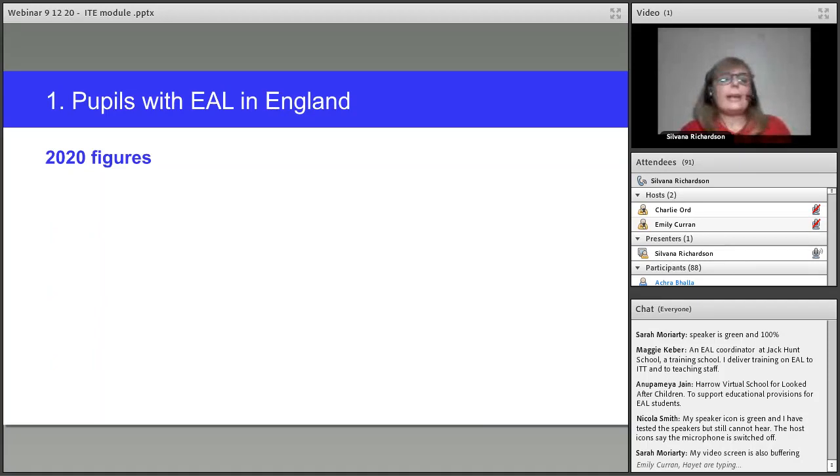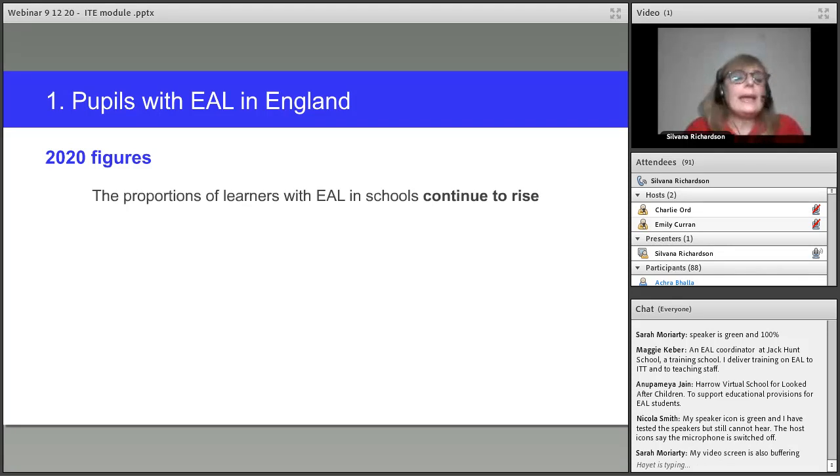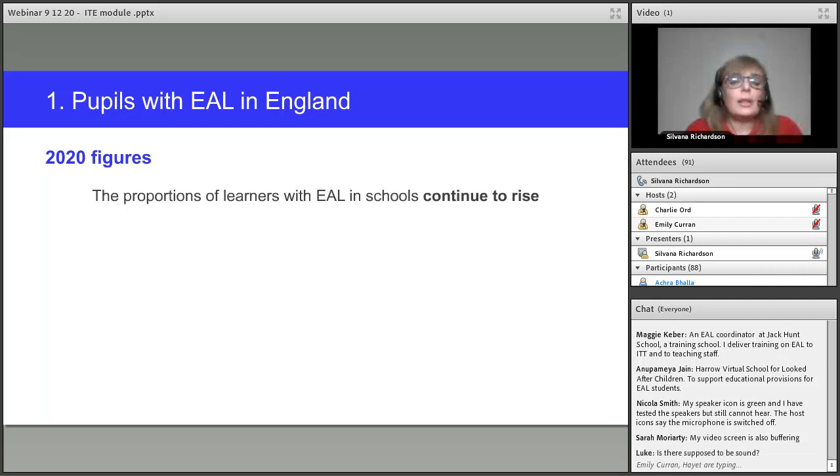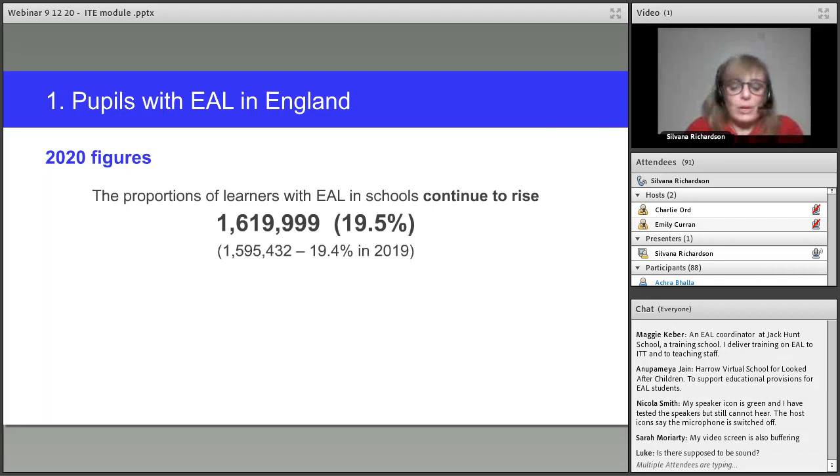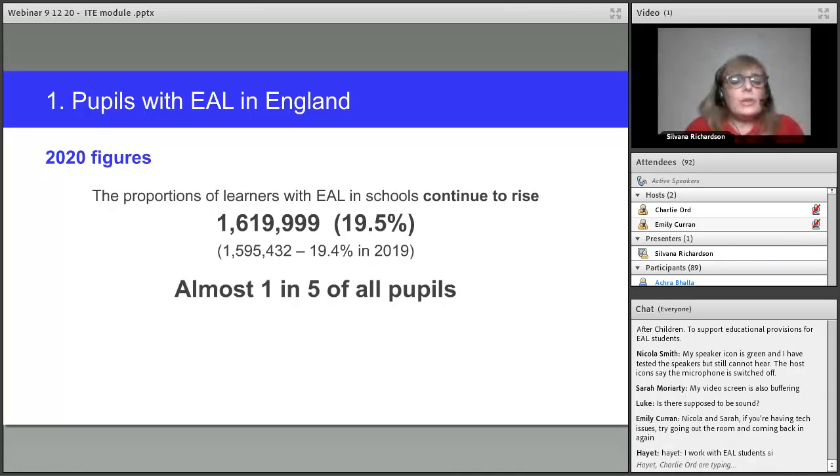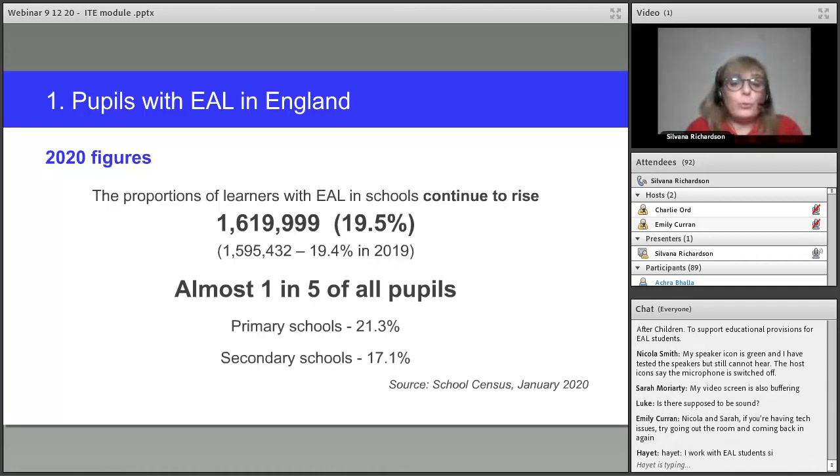So, increasing diversity. If you look at the number of pupils with English as an additional language in England, and if we look particularly at the figures from 2020, you will notice that the proportions of learners with English as an additional language in schools continue to rise. The number for this year was over 1,600,000 pupils classed as having English as an additional language, and that is 19.5, almost 20% of the school population. So this means, as I said, almost one in five of all pupils in schools are from backgrounds that are culturally and linguistically diverse.